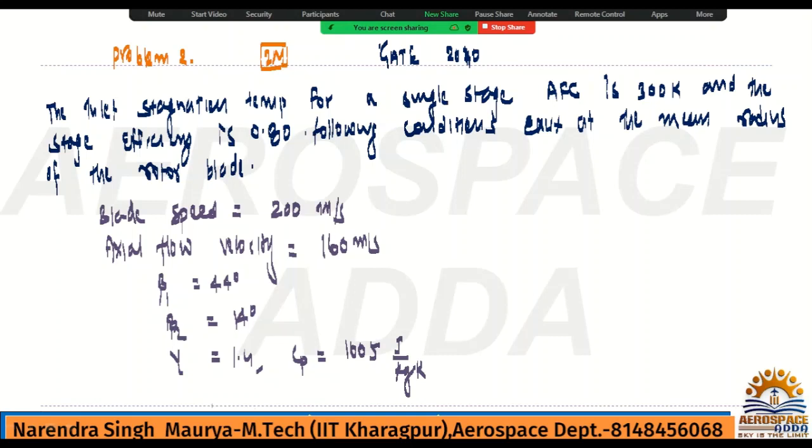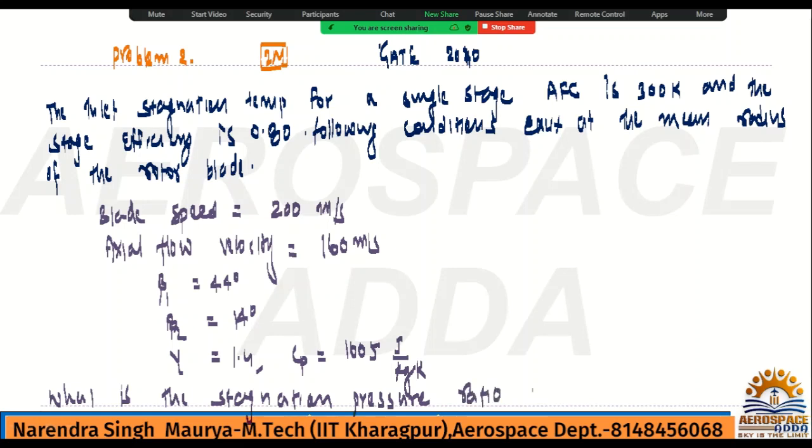Okay, what is the question? The question is, what is the stagnation pressure ratio for this compressor?